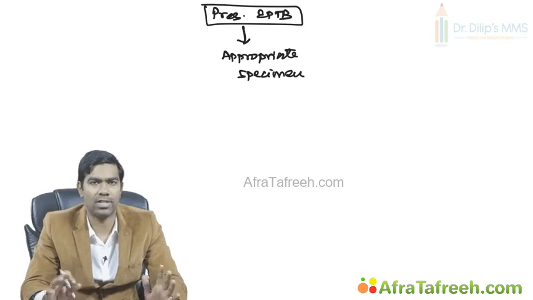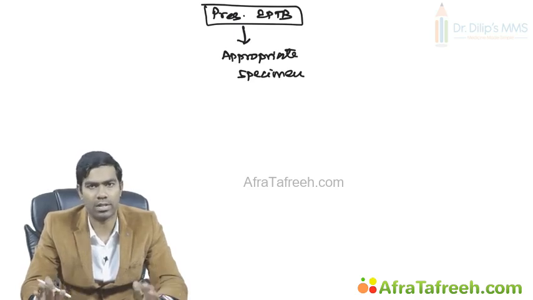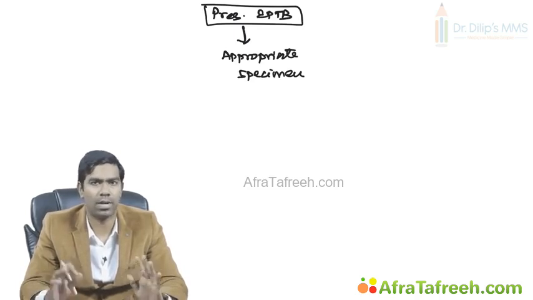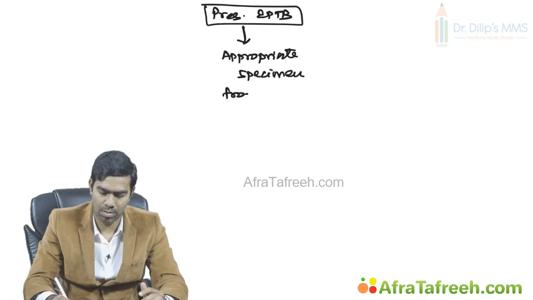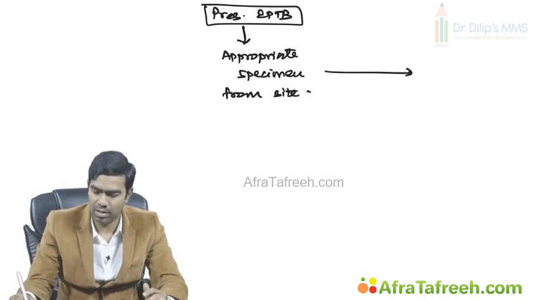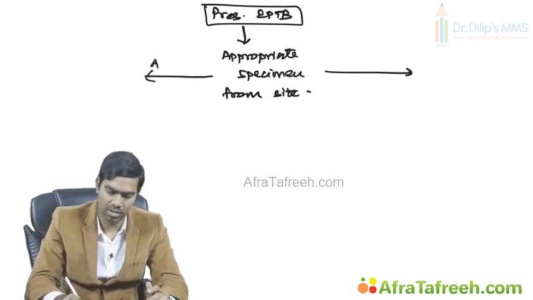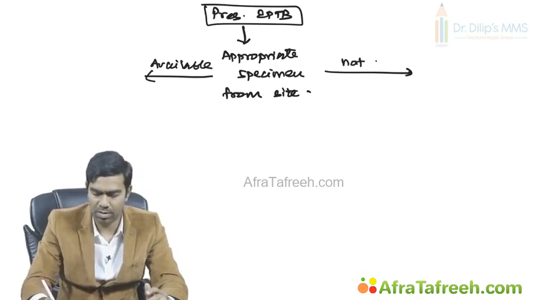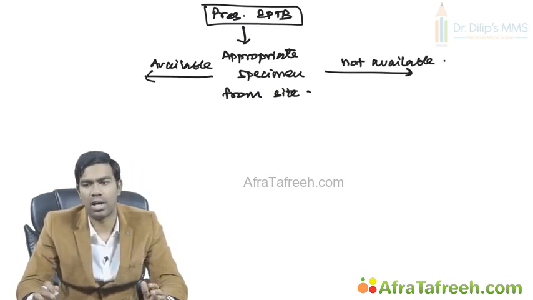The idea is very simple. Whatever may be the site of extrapulmonary TB, your goal is to obtain an appropriate sample or appropriate specimen from the site. So sometimes it may be easily available or sometimes it may not be available. Sometimes because of some sampling issues and high risk reasons, you may not be able to get a sample from a particular area.